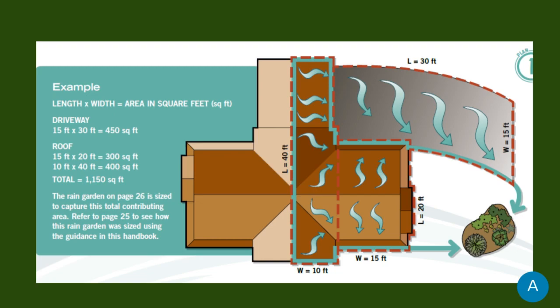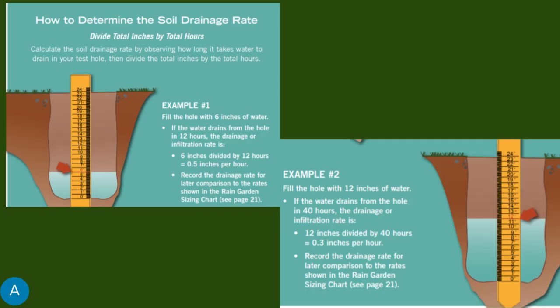Keep that in mind. The next step in determining your ideal garden size is to determine the soil drainage rate. Dig a 2-foot deep hole that's 1 to 2 feet in diameter, place a measuring stick in it, add water, and time how long it takes the water to drain. This can take a while. A good location will have greater than 1 inch of drainage per hour.